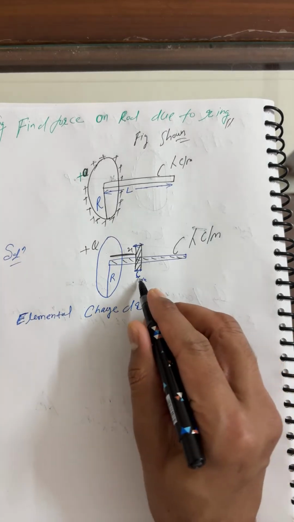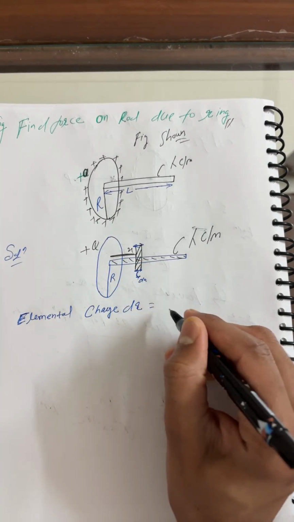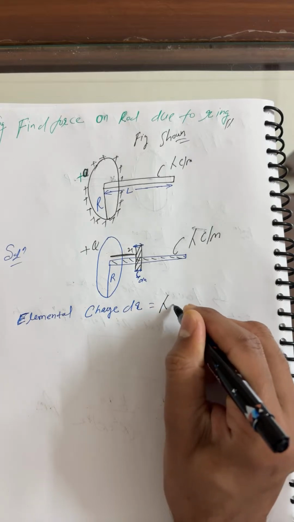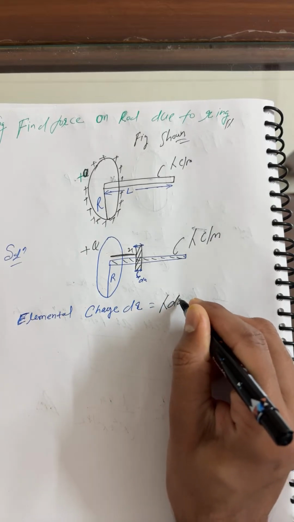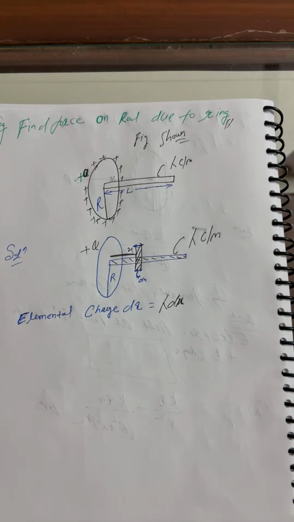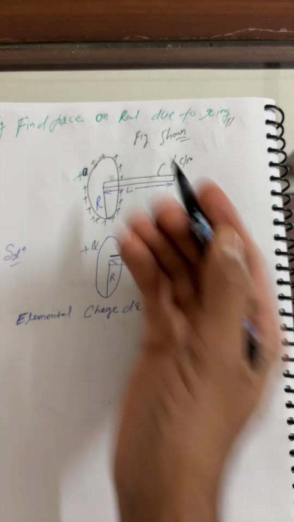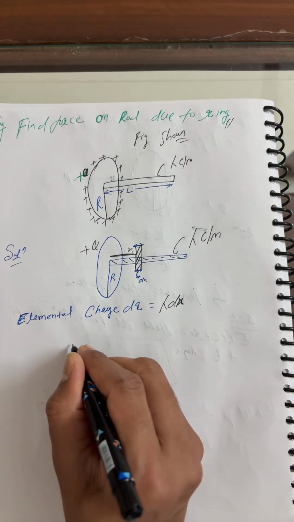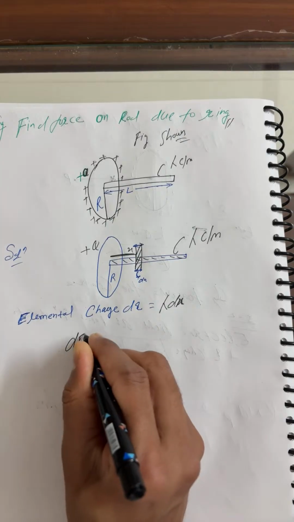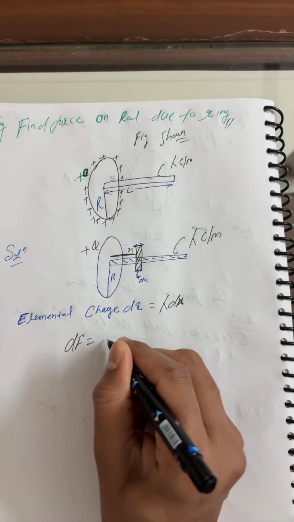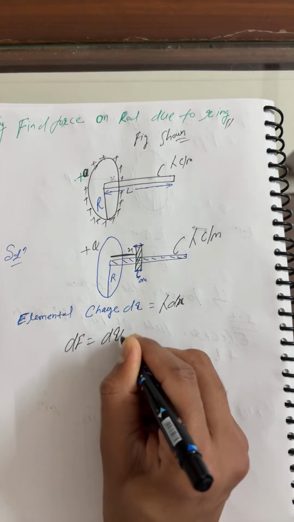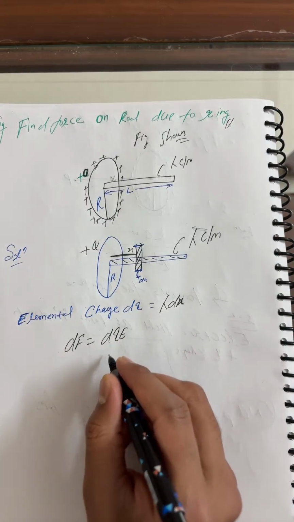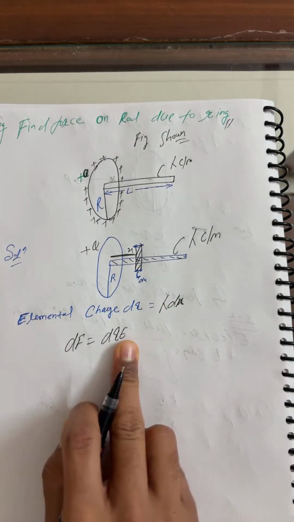This is dq, charge for the small element. This is lambda into dx, right? Okay. So we wish to find here what force. So for the small element, you have to write here the small force. This is dF. This is nothing but dq into the electric field, dq already found here.